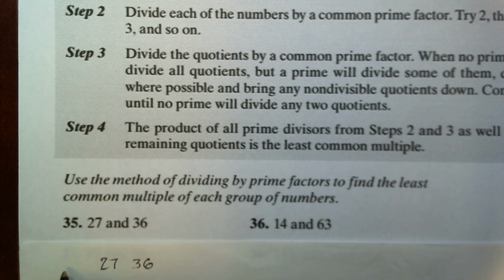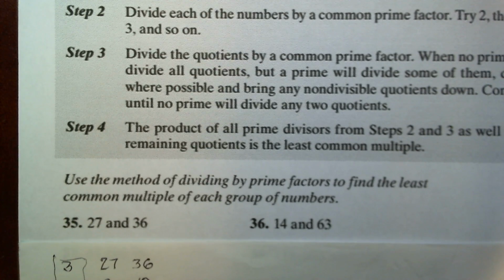And one prime factor, of course, is 3. So we divide 27 by 3, we get 9. And we divide 36 by 3, we get 12. So 3 is another prime factor. We divide 9 by 3, that would be 3. And 12 divided by 3 is 4. And there's no more common prime factor. So then the product of these numbers will be the LCM.